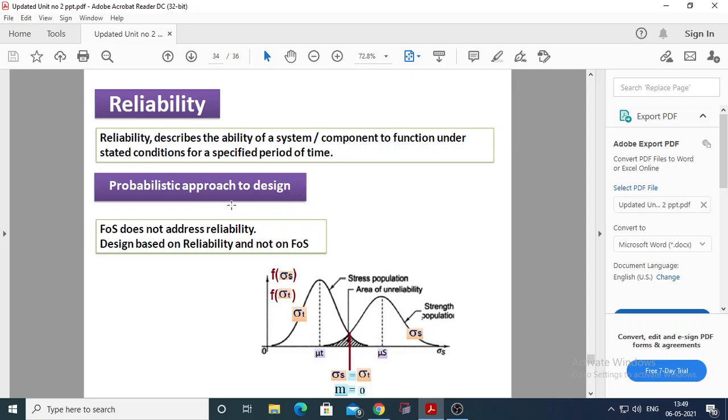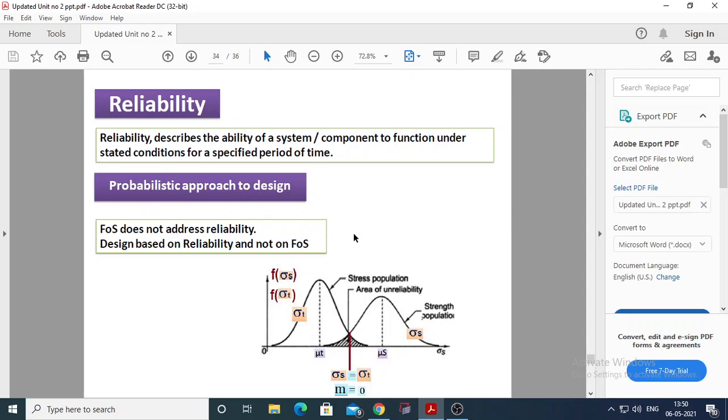Then see, the probability approach to design. First we require the factor of safety. Factor of safety is very important. You have learned this in design. Factor of safety is the ratio of the material strength, whether ultimate strength, yield strength, or endurance strength, to the working or allowable stress. Factor of safety is denoted by FOS.